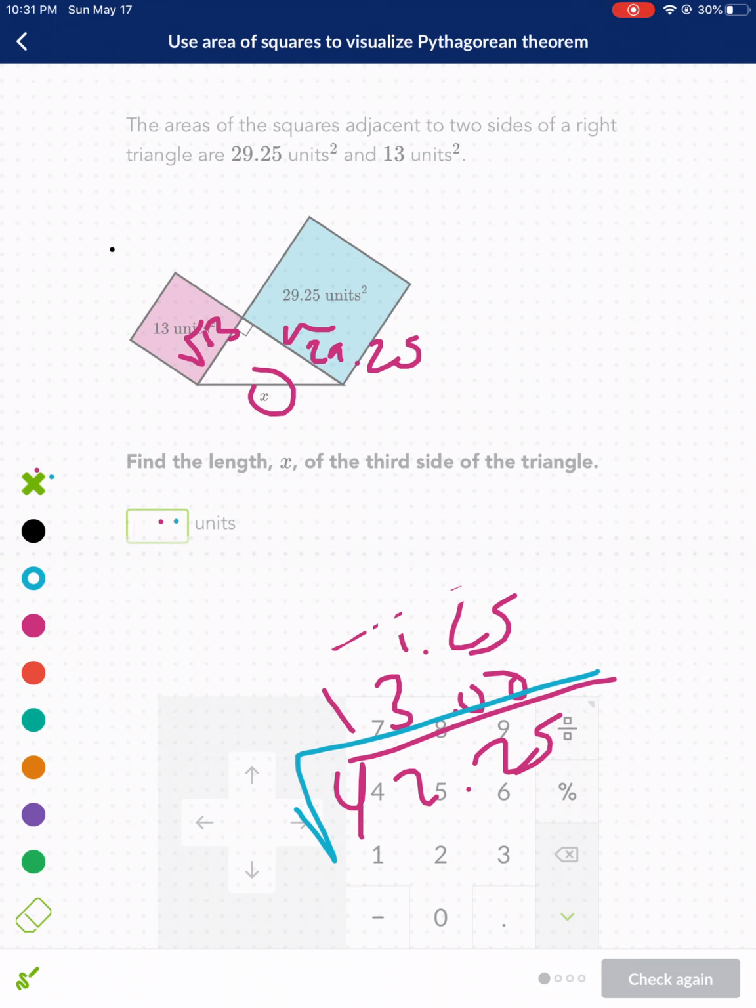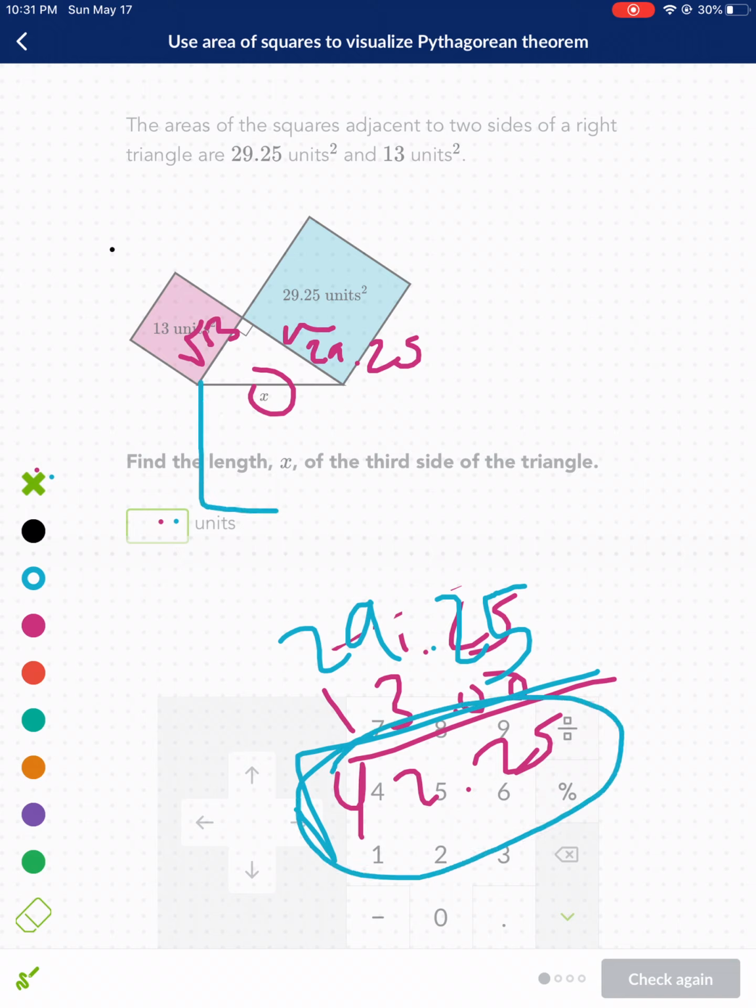So to find x, we need to first add these two together, like I did. So that'd be 29.25 plus 13, which gives us 42.25. But it's not asking us how much area it takes up, which is 42.25 units. It's asking us what the side length is. And the way we find the side length is by taking the square root of this.